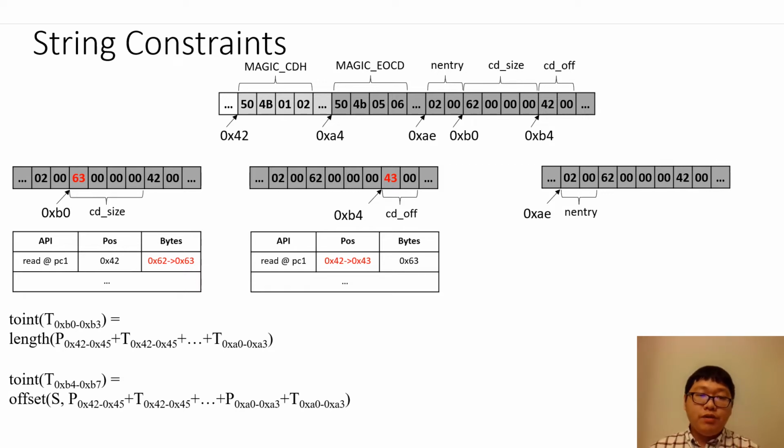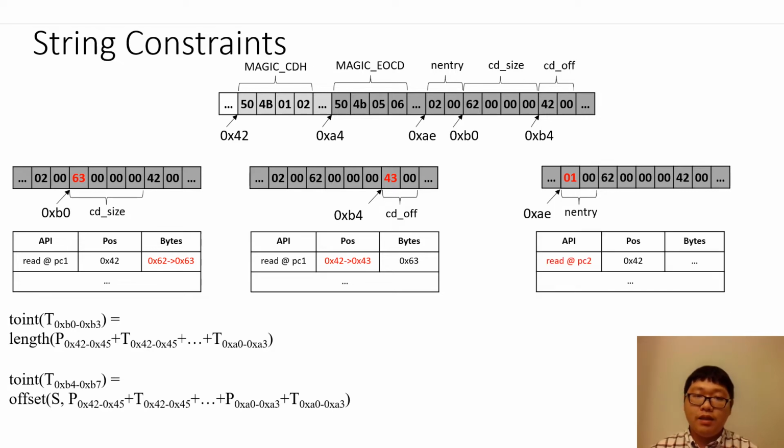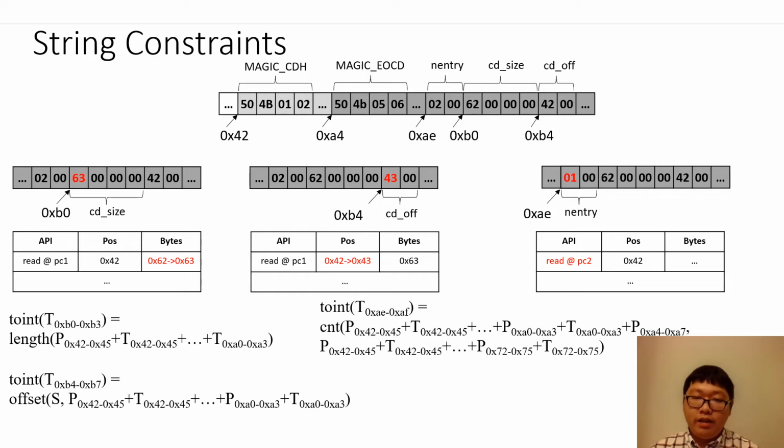The count is a little bit different. By changing the field n entry at position AE from 2 to 1, we can observe the system call count is reduced from 2 to 1, and we learn this field corresponds to count. Then we can construct the constraints that the CDH structure contains 2 entries.